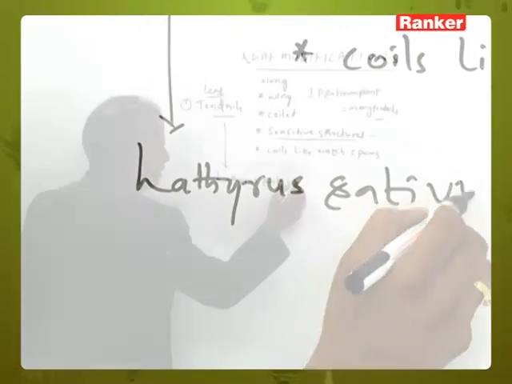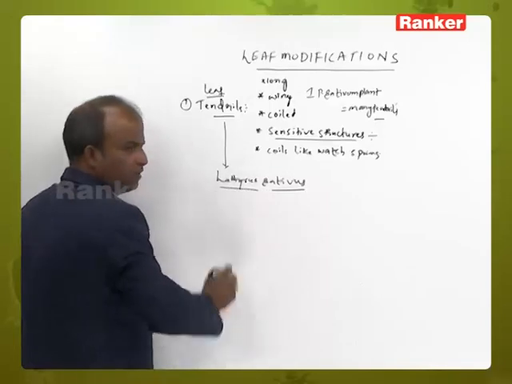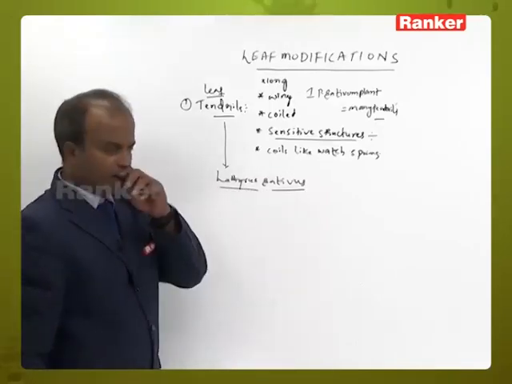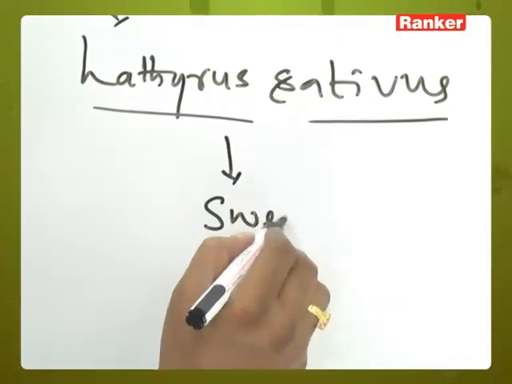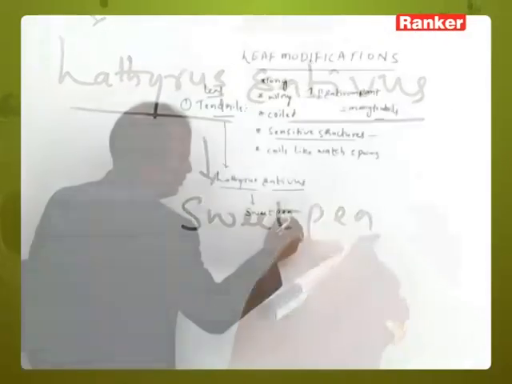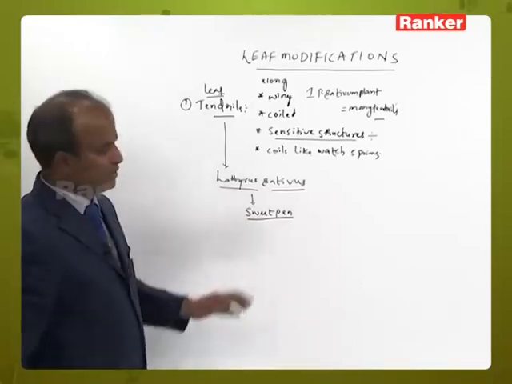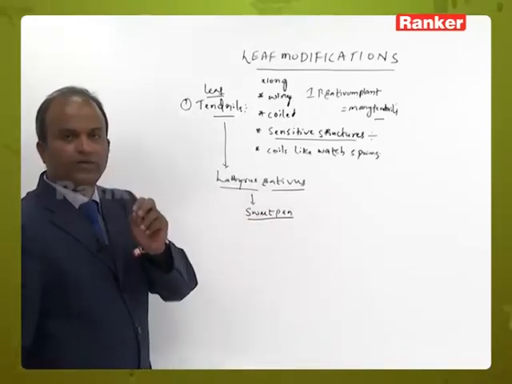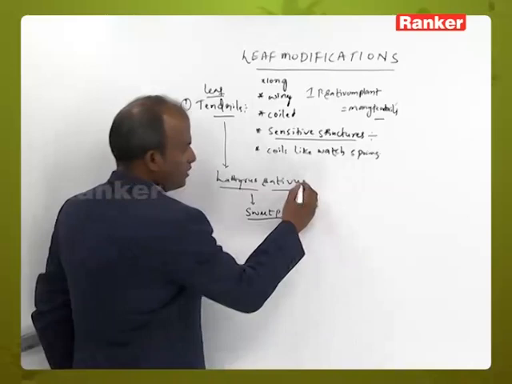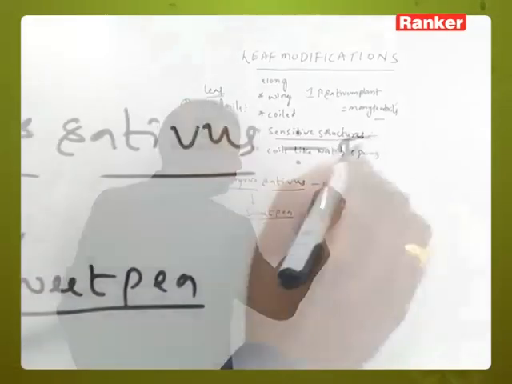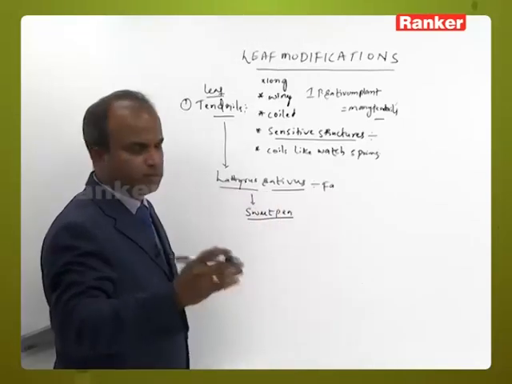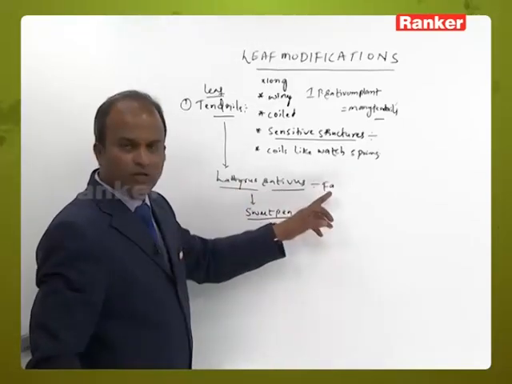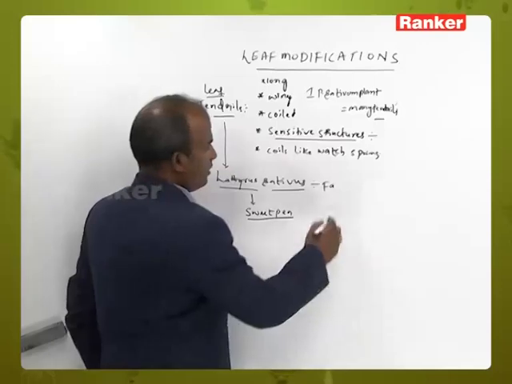Another example for leaf tendril is Lathyrus sativus. What is the common name of Lathyrus sativus? It is sweet pea. And once again, which family does it belong to? Just as Pisum sativum belongs to Fabaceae, Lathyrus sativus also belongs to Fabaceae.